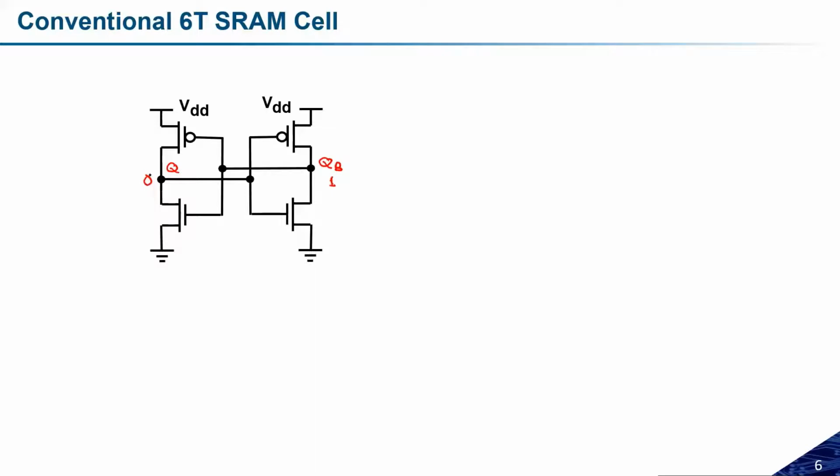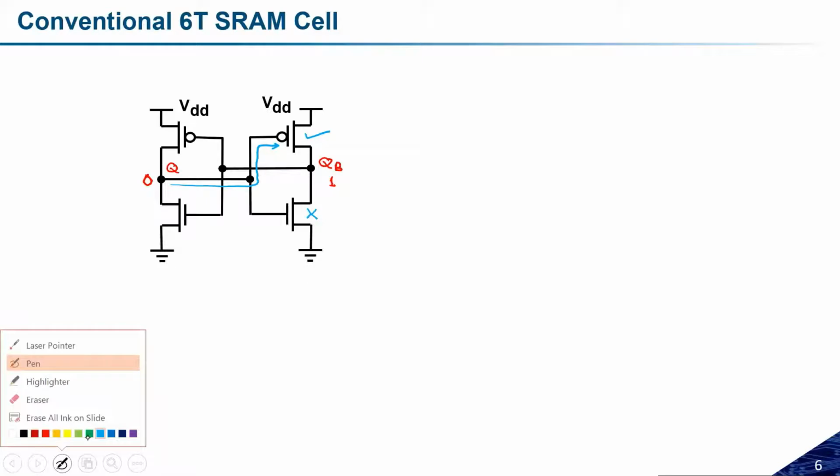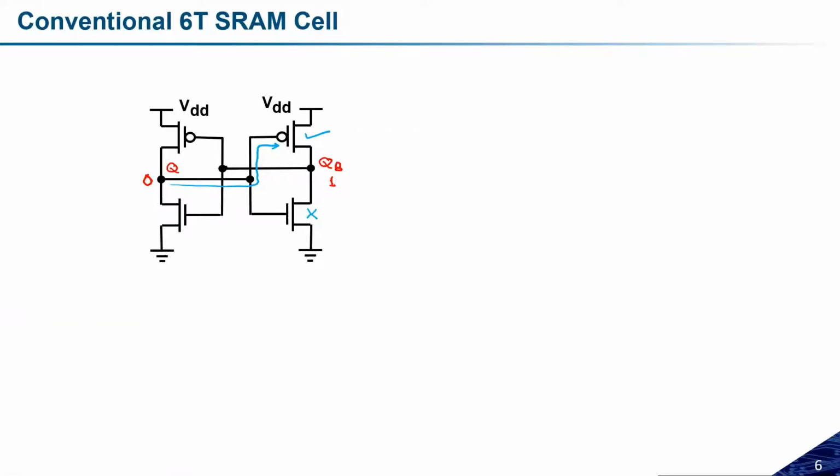And how do logic 1 and logic 0 decide things? If logic 0 is here, this will activate this particular transistor, and this will deactivate this other transistor. Similarly, if logic 1 is here, this 1 will activate this transistor, and this will deactivate this transistor.